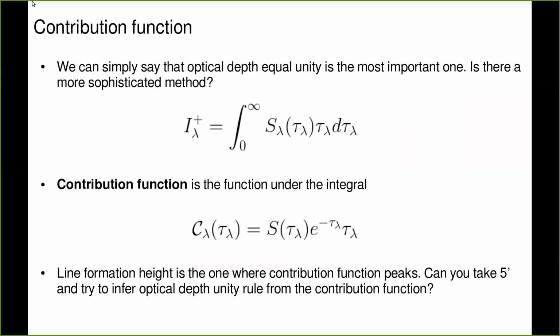For your exercise now, we will go back to things that don't make sense. Try to go from this S tau e to the minus tau times tau expression to the tau equals 1 rule in some way. So try to derive the tau equals 1 rule. When I say tau equals 1 rule, I mean the depth of formation is the depth where tau lambda is equal to 1. So how would you obtain that?